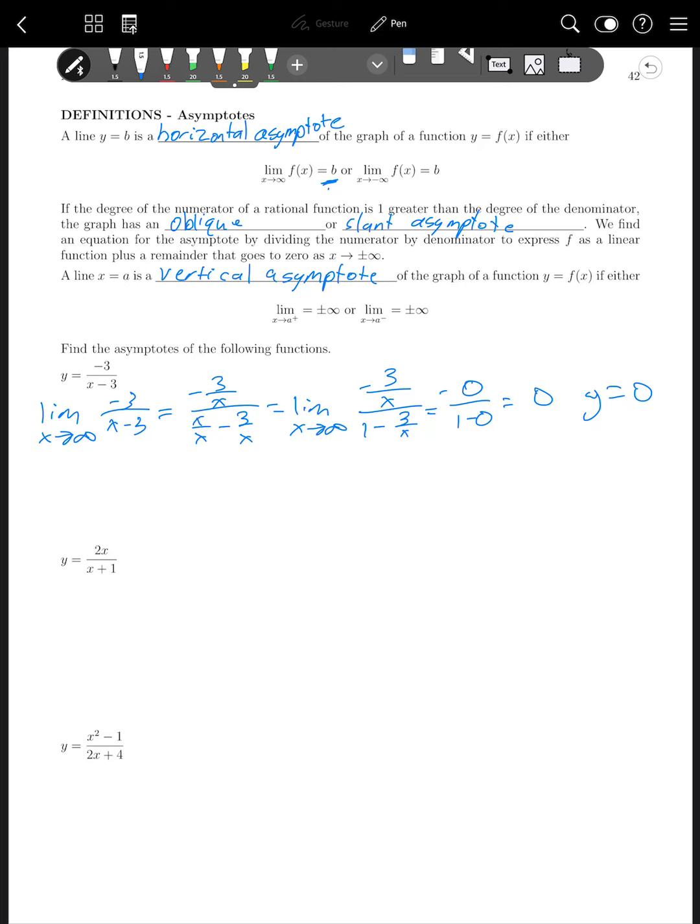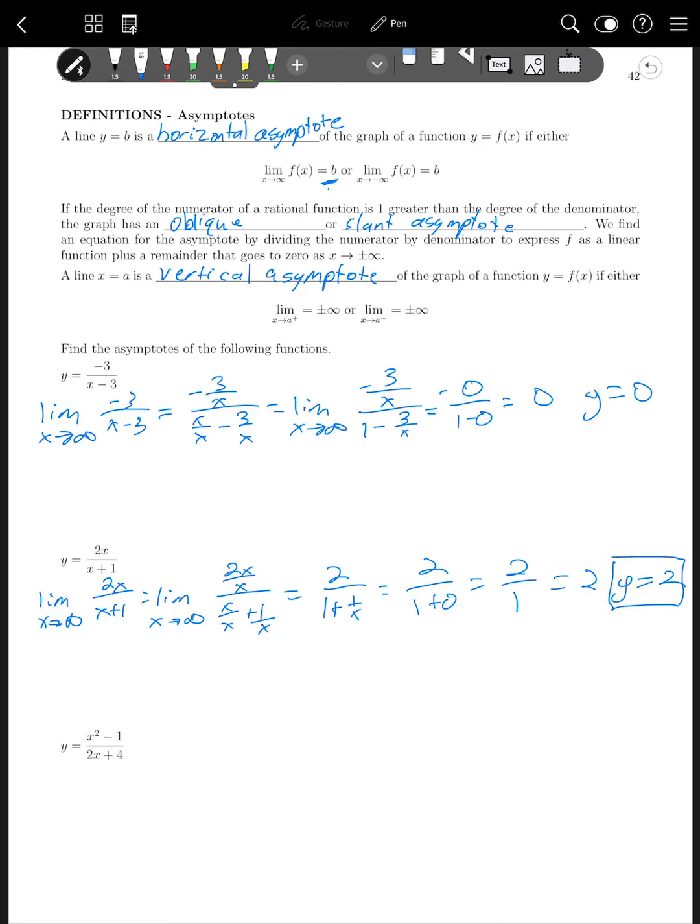So let's try that for the other ones. So the limit as x goes to infinity of 2x over x plus 1. Divide everything by the highest power in the denominator, which is x. So this would be 2x over x over x plus 1. So that's 2 over 1 plus 1 over x. The limit of 2 is 2, the limit of 1 is 1, and the limit of 1 over x is 0. So this would be 2 over 1, which is 2. So y equals 2 is our horizontal asymptote. Sorry, I forgot to write the limit here.